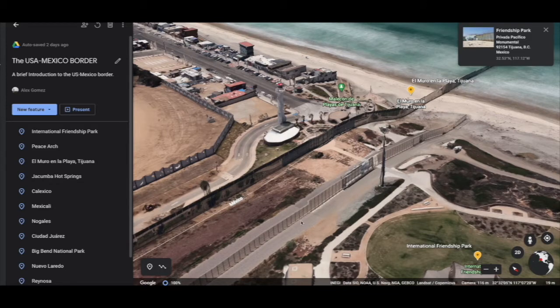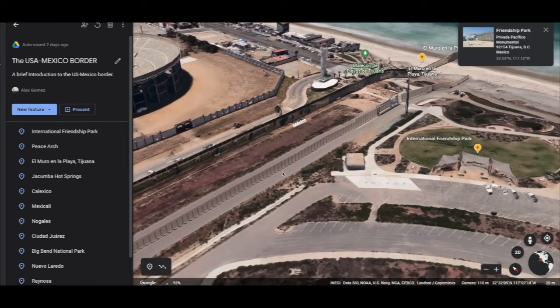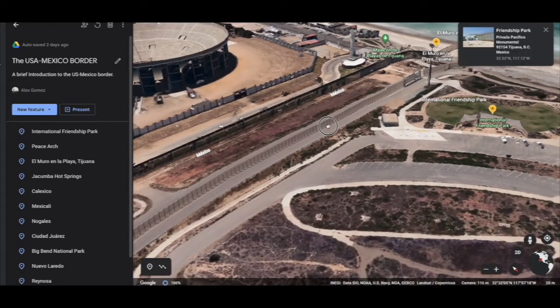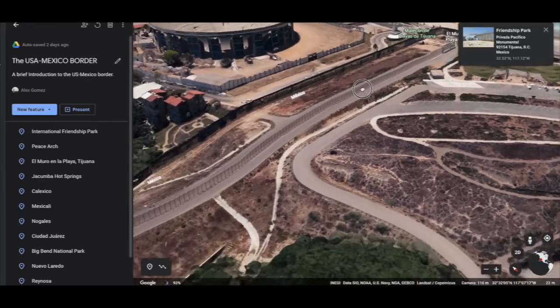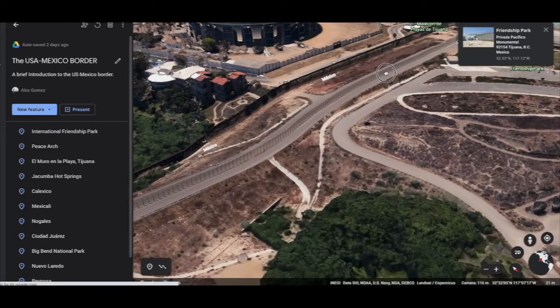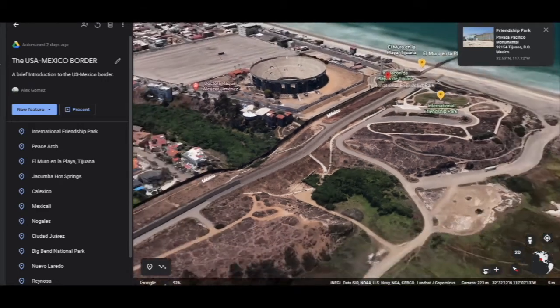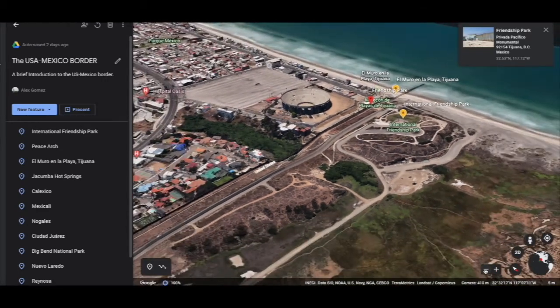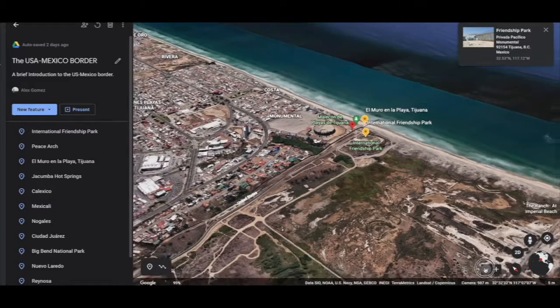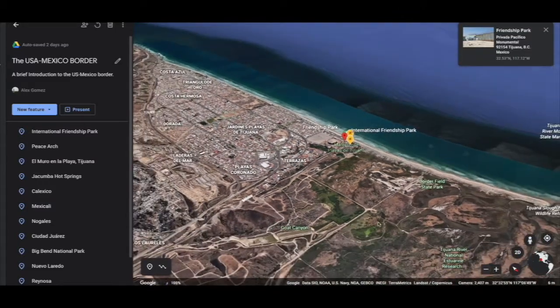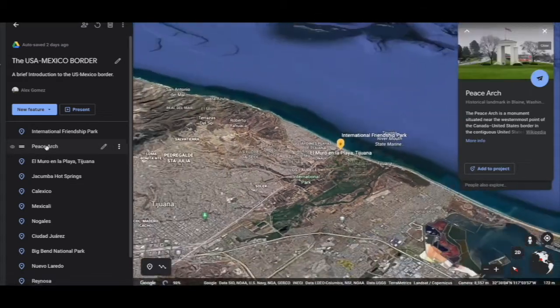Now this first wall that we see right here is made out of columns. That was the one established by Bill Clinton in something that was labeled as Operation Gatekeeper. Because by 1993, 94, it kind of coincides with NAFTA, the beginning of the free trade agreement of these two regions. I don't know if you notice, there's so much wall, but I'm going to zoom in to Peace Arch, which is at the other side, that's in Canada, and let's see if they have a border fence there.